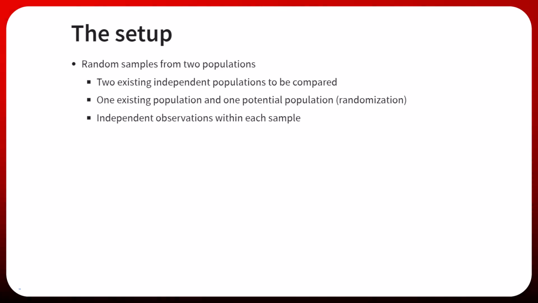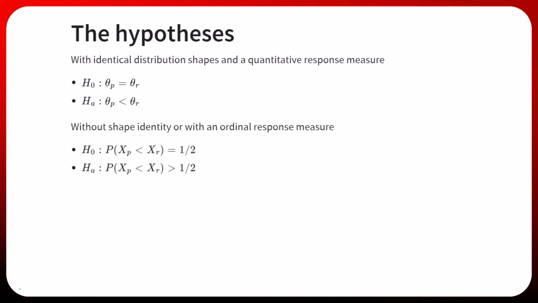We have independent observations within each sample. With identical shapes and a quantitative response measure, the null hypothesis is that the medians of the two conditions are equal. I'm using here subscript p and subscript r, taking off from the last video, in which we had a prosodic reading condition and a repeated reading condition. I'm going to use that same example in this video.